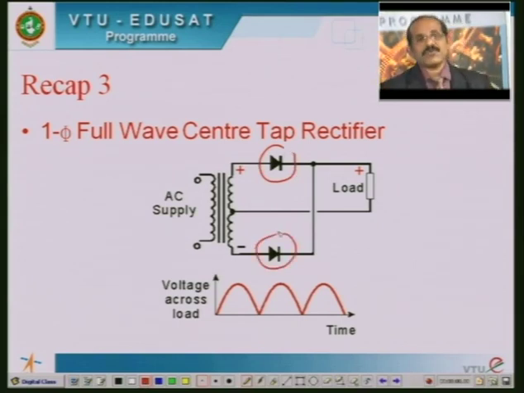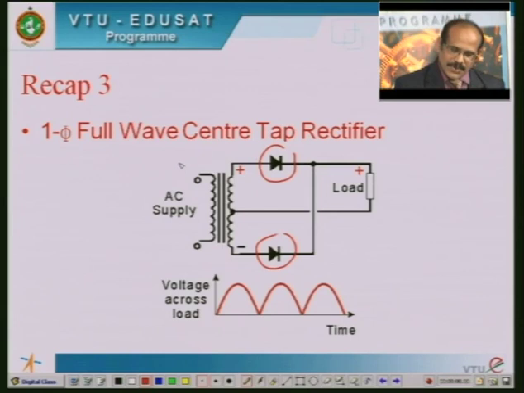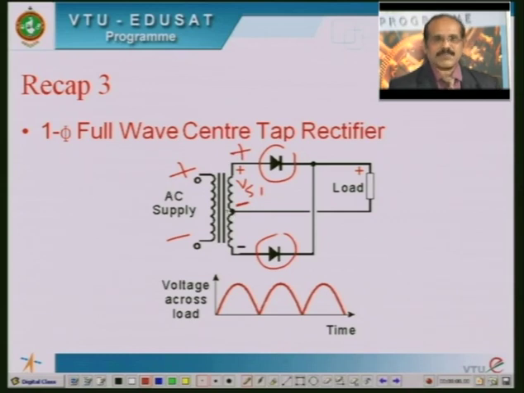During the positive half cycle, if you just have a glance at the working of this full wave center tap rectifier, the primary voltage will be positive with reference to this terminal here. Therefore, two secondary voltages are induced: one is called Vs1, having positive potential with reference to the center tap. Similarly, one more secondary voltage is induced, called Vs2, which will have negative potential with reference to the center tap here.